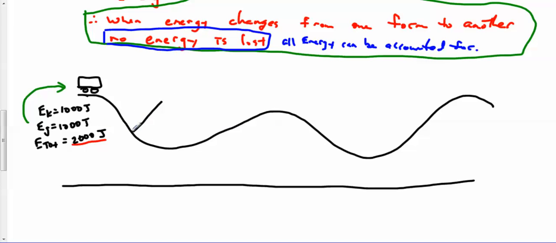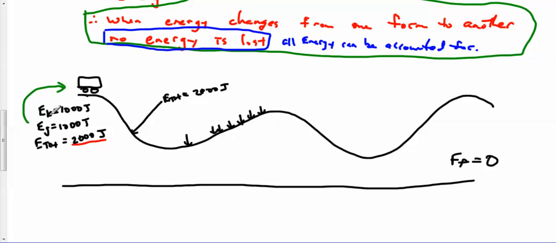What does that mean? What will its total energy be right here? Answer, 2,000. How about here? Answer, 2,000. Here, 2,000, here, 2,000, here, 2,000. It's going to be 2,000 joules throughout this entire trip as long as there is no friction. As long as there's no friction, total energy should be the same throughout this entire trip.